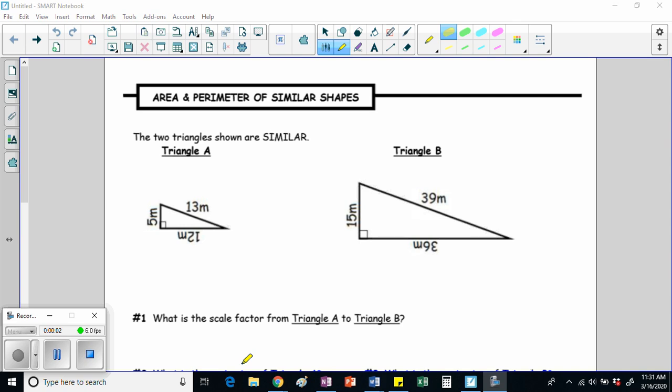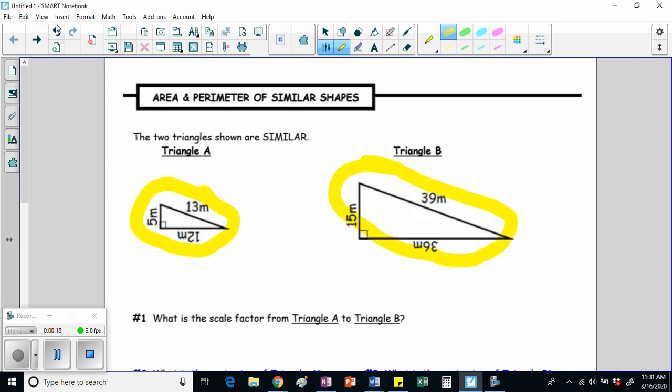This is page 17 in your note packet. What we have here, starting off, we're talking about similar shapes again, something that we've already talked about. And on the top of the paper, we have two similar shapes. This triangle and this one are similar. It says so right in the directions. And we're going to answer a few simple questions about it.